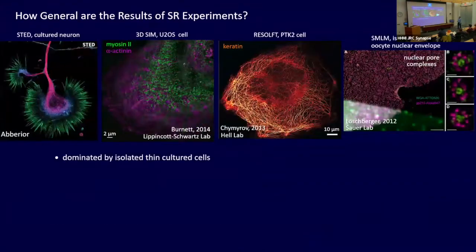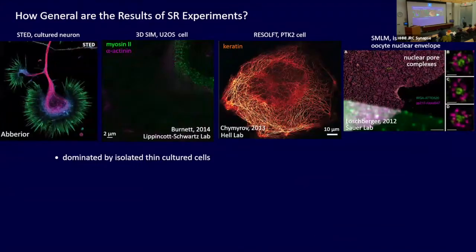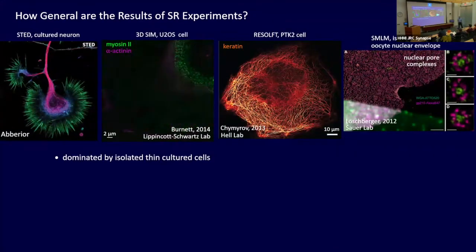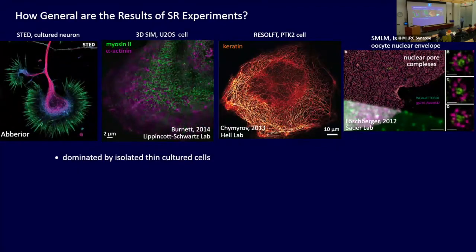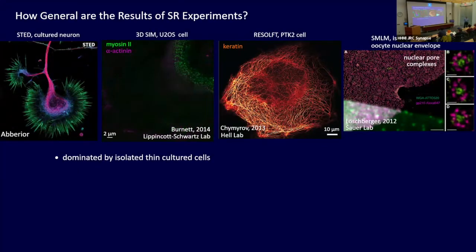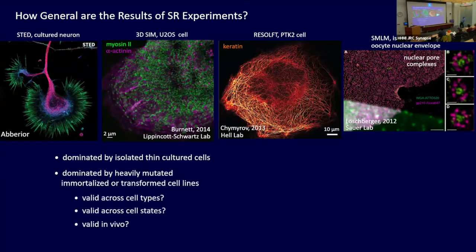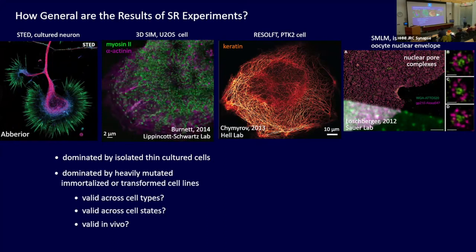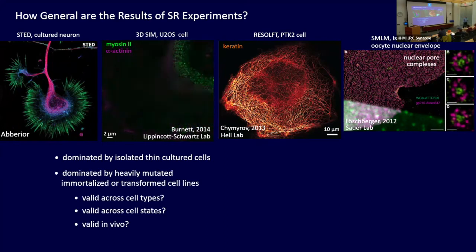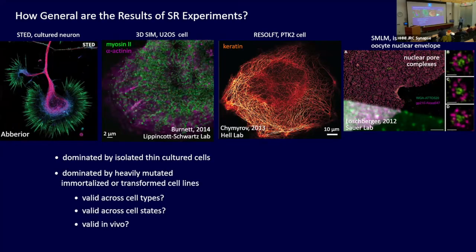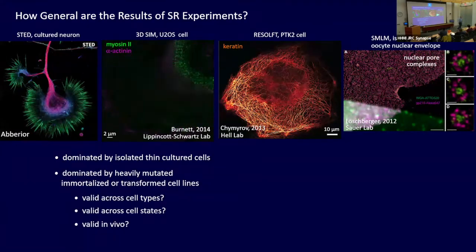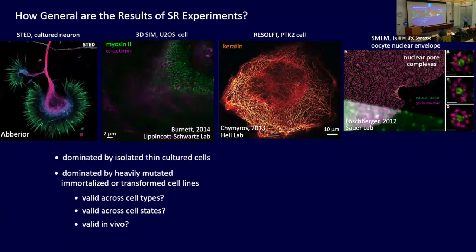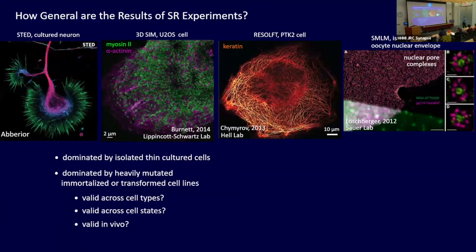So how general are the results of super resolution experiments? Well, again, even if you're doing live cells, the vast majority of work in live imaging or fixed imaging is by using immortalized cells on cover slips. And often these are heavily mutated lines like U2OS or HeLa or so forth, because they're exceptionally hardy. They can take the light damage that you're throwing onto them without dying immediately. But they are really strange cells. They are not typical by any stretch of the imagination.